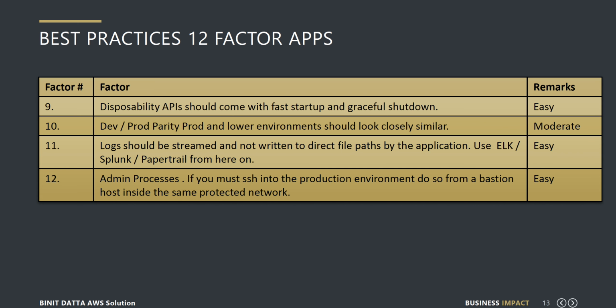So admin, last one, admin processes. Some people need to log into their production environment using SSH. If you must do that, you must create a bastion host within your super secured production environment, and give that access to very few people. So that's what it says, admin processes. If you must SSH into the production environment, do so from a bastion host inside the same protected network.